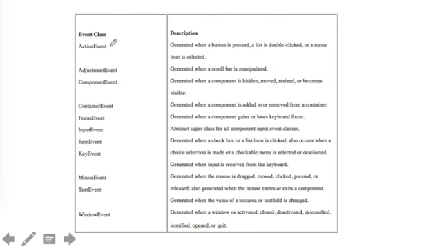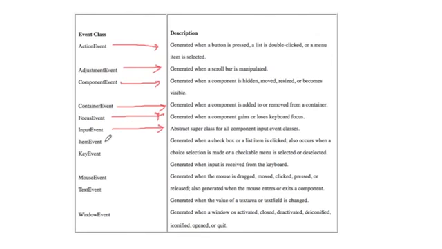Here is the list of events and when they are generated. This action event and adjustment event, component event, you can learn about this one. Focus event and input event, item event, key event, mouse, text, and window event.